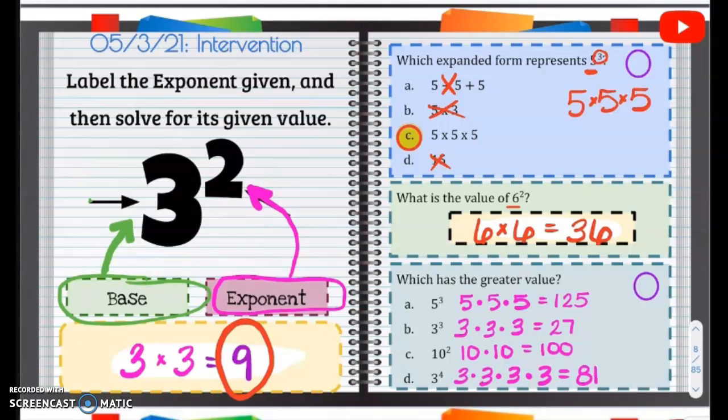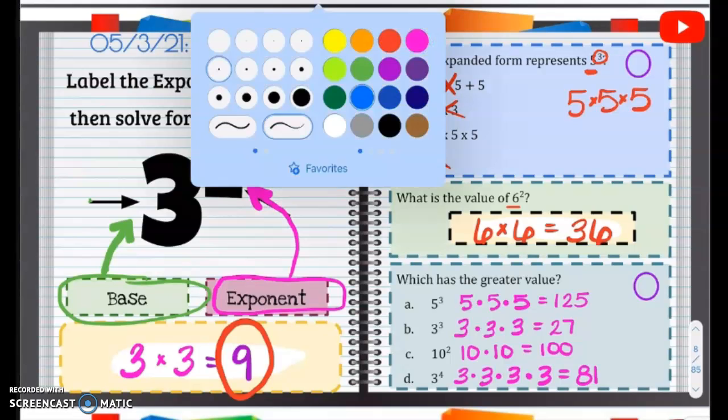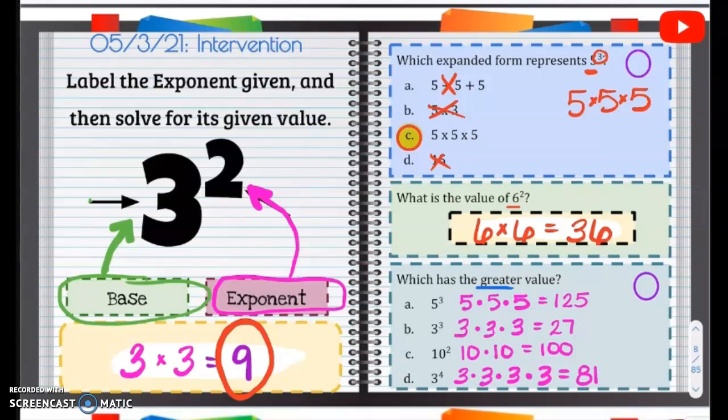All right, now, which of these is bigger or greater? Greater value, bigger. It's going to be A, 5 to the 3rd power. That's going to be it for our little intervention slide. Great job!